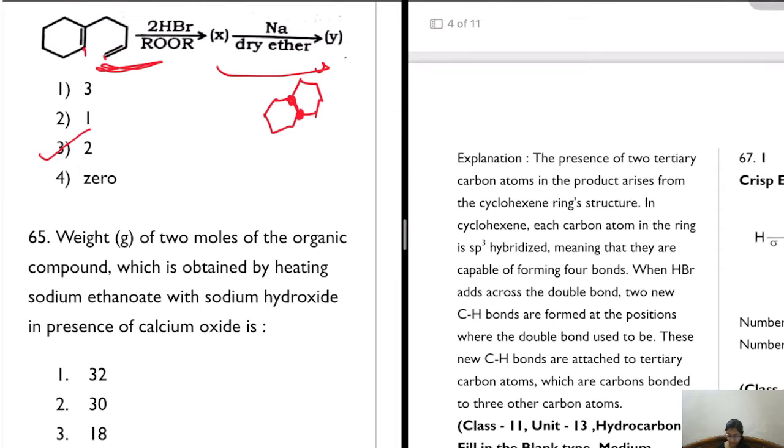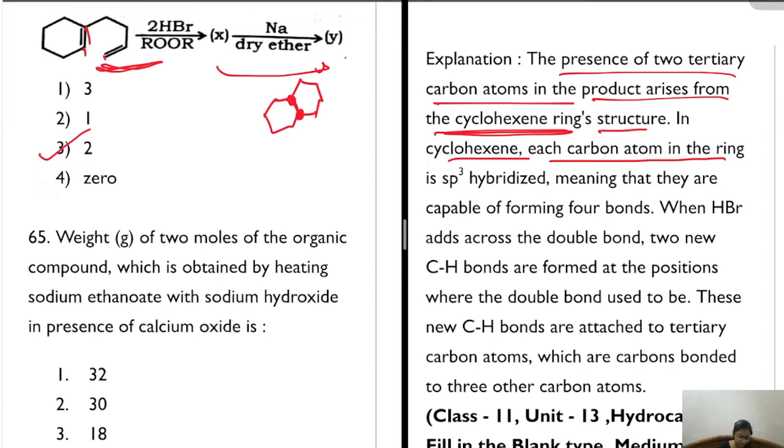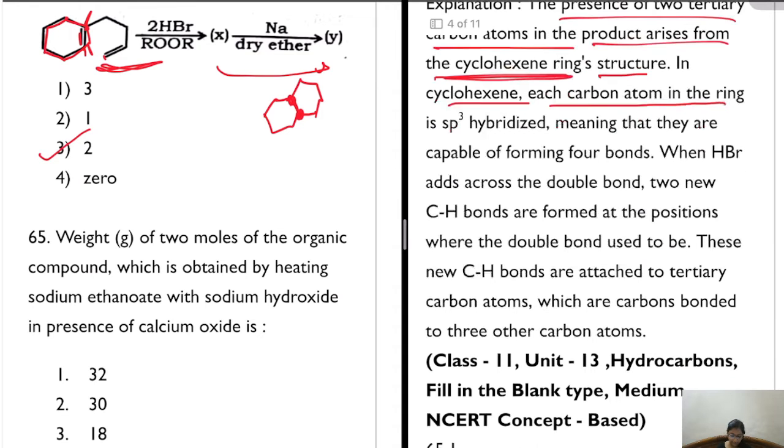You see the explanation once what it is given. The presence of two tertiary carbon atoms in the product arises from the cyclohexene ring structure. In cyclohexene, each carbon is sp2. So upon adding bromine, it can become sp3. That is what they are saying. They are capable of forming the four bonds when HBr is added across them.